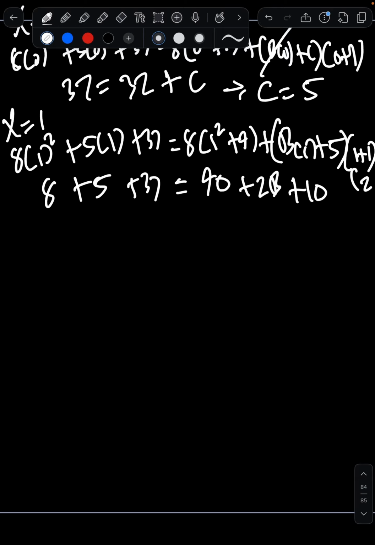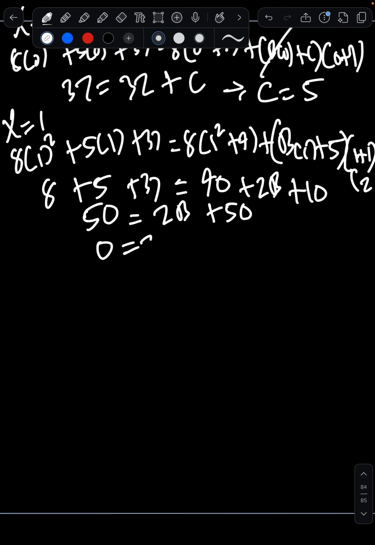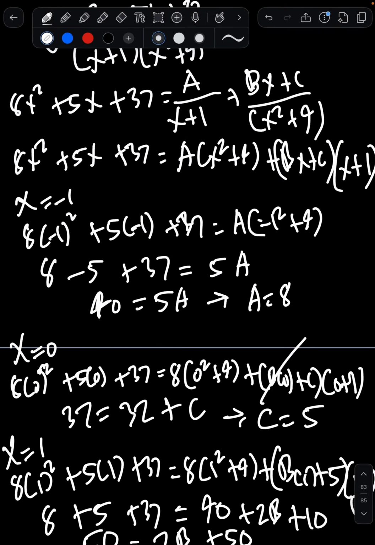So now let's simplify the left. So 8 plus 5 plus 37 is 50, which equals 2b plus 50. Notice we can subtract 50 from both sides. You get 0 is equal to 2b. And if you divide both sides by 2, you'll be left with b is equal to 0, which makes that entire term cancel, the b times x term.